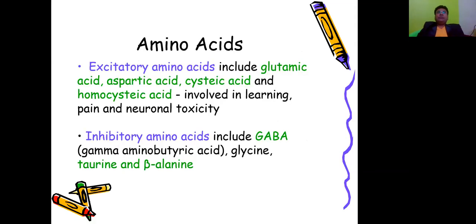Then coming to the amino acids, we have two types of amino acid neurotransmitters: excitatory neurotransmitters and inhibitory neurotransmitters. Excitatory amino acids include glutamic acid, aspartic acid, cysteic acid, and homocysteic acid, which are involved in learning process, pain, and neuronal toxicity. The inhibitory amino acid neurotransmitters include GABA, glycine, taurine, and beta alanine.